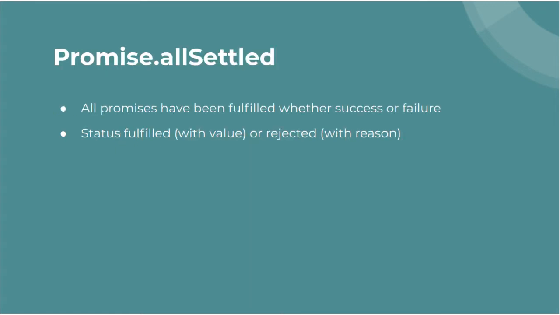So next in the list is Promise.allSettled, which is a new method added in the promises, where it will return a promise which will resolve only after all the promises have been fulfilled, whether success or failure. The resolved promise will contain an array of objects with status as fulfilled or rejected, along with the value or reason. An example here will clarify it more.